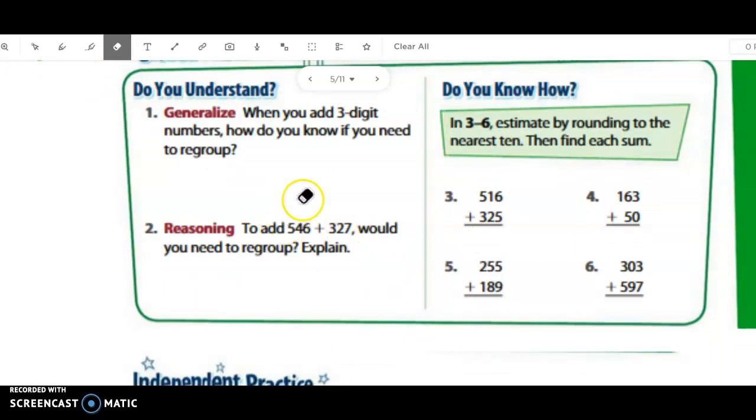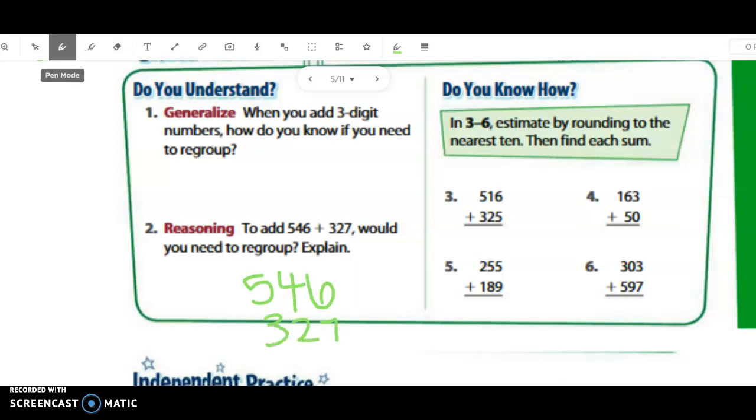Add 546 and 327. Would you need to regroup and explain? So I'll write this on the side, 546 plus 327. 6 plus 7 is more than 9. So I am going to have to regroup my tens.